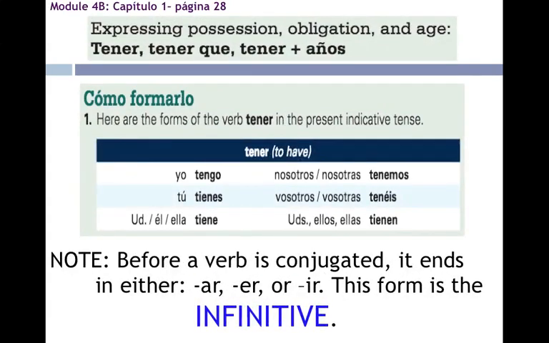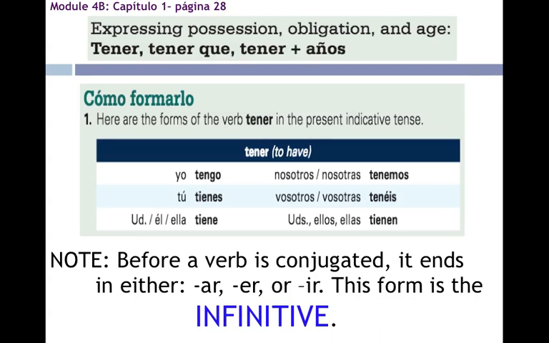Before a verb is conjugated, it ends in either AR, ER, or IR. So tener, of course, ends in ER. It's an ER ending verb. This form of the verb, before it's conjugated, is called the infinitive form. It's also the form of the verb that you would find in the dictionary. If you came across the word tengo, and you looked it up in a dictionary, it would say, see tener. You would need to know that it comes from that infinitive.